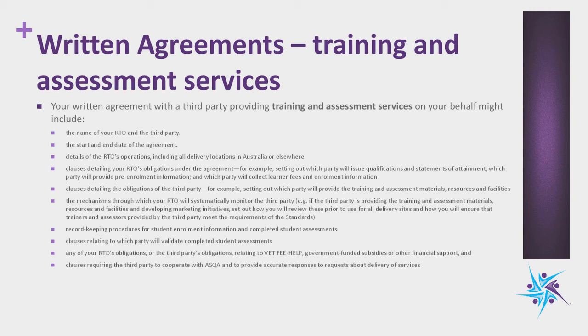There needs to also be included in the third party agreement the mechanisms through which the RTO will systematically monitor the third party. So if the third party is providing the training and assessment materials, resources and facilities, and developing marketing initiatives, this should be set out. How will you, as the RTO, review these prior to use for all delivery sites? And how will you ensure that trainers and assessors provided by the third party will meet the requirements of the standards? Record keeping procedures for student enrolment and information and completed student assessments should also be included.